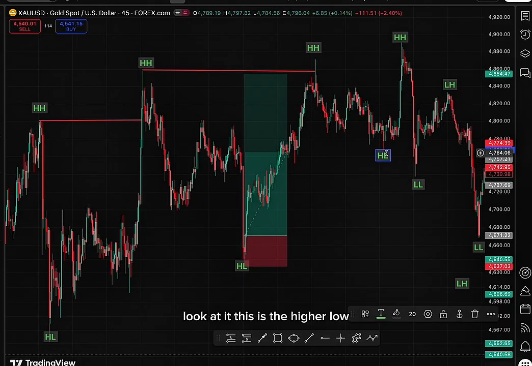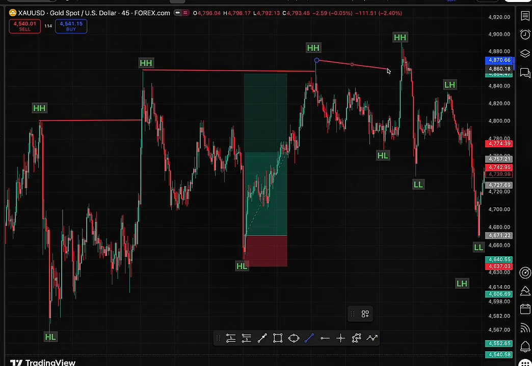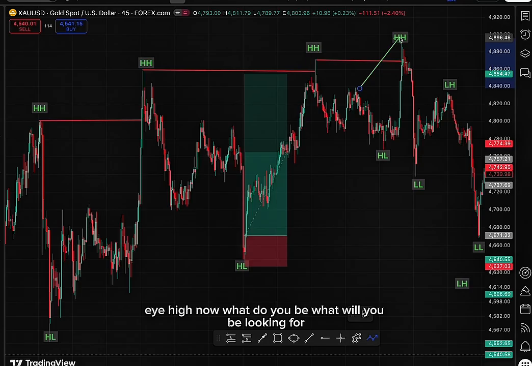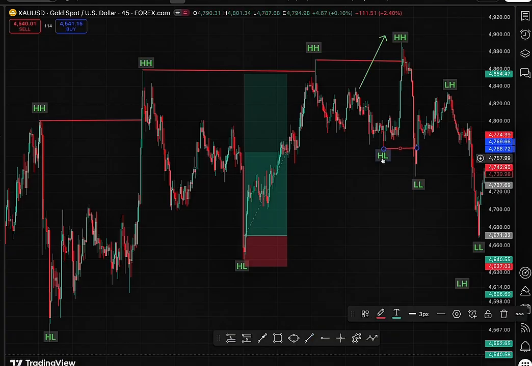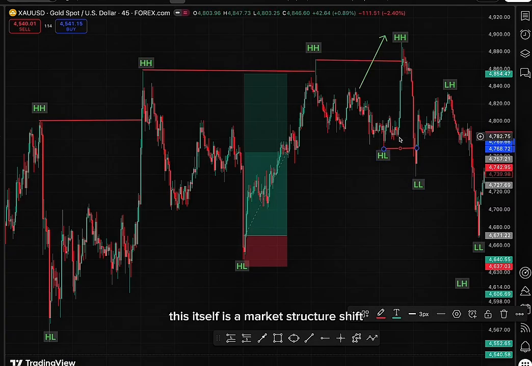Look at it. This is the higher low. What did the market do? After breaking this higher high, form the higher low, form this higher low, then give us another higher high. Now what will you be looking for? You'll be looking for a buy, but all of a sudden the market went below this higher low. When it goes below it, it's going to form a lower low. This itself is a market structure shift.